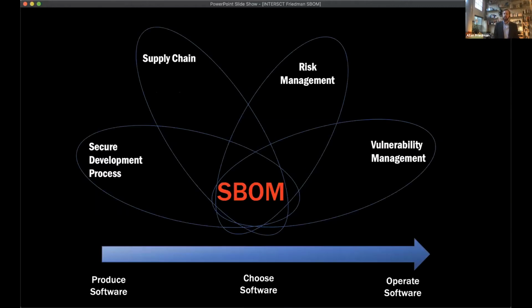But SBOM isn't just about vulnerabilities. It really helps cover the entire software ecosystem. And we've already talked about the importance of having a secure development process, or an SDLC. Very hard to claim that you have a good development process if you're not tracking what you're actually developing with. Similarly, if you're concerned about the supply chain, we need to make sure that what we're using is good. Risk management as we get towards the consumer side of things.